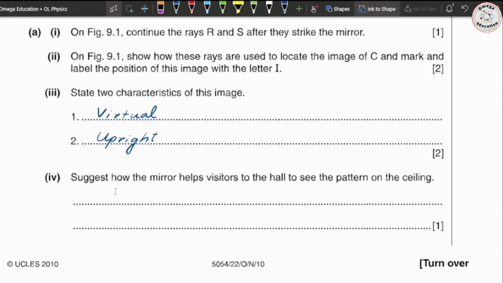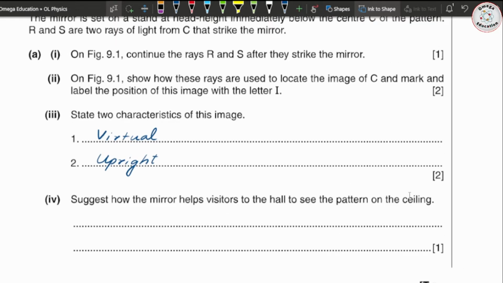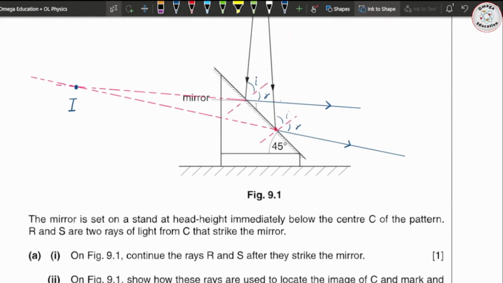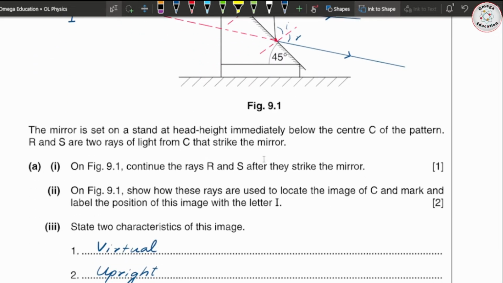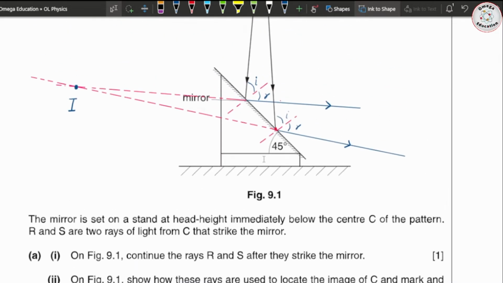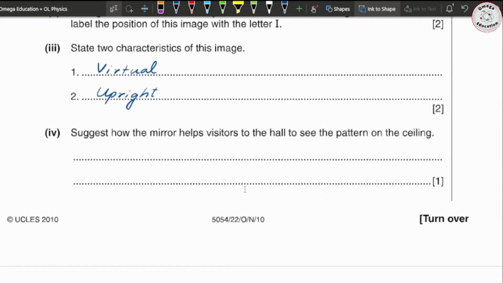So then the next part suggests how the mirror helps visitors to the hall to see the pattern on the ceiling. So the mirror is placed at an angle, at a 45 degrees angle, and the reason would be because if the person has to take a look at the pattern on the ceiling, in the normal case, if there is no mirror, the person would have to see all the way up.